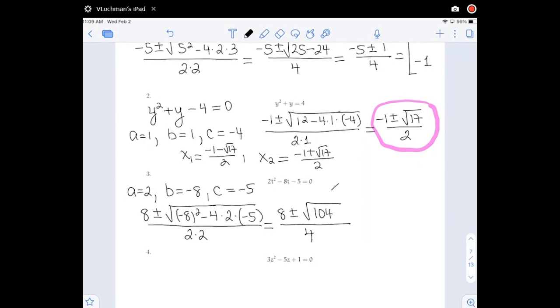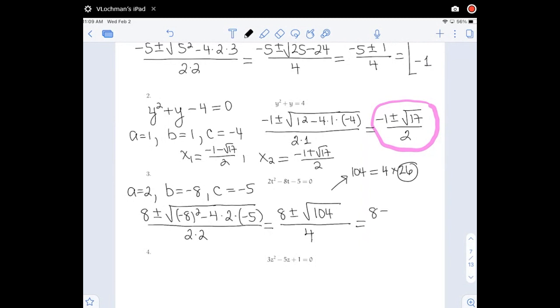Can we simplify this? 104. How can we factor this? This is 4 times 26, right? We can check this. Let's see, that's 80 plus 24. Yes, so that's the factorization. This one, 26, is not a perfect square, but 4 is. So we can simplify it a little bit.